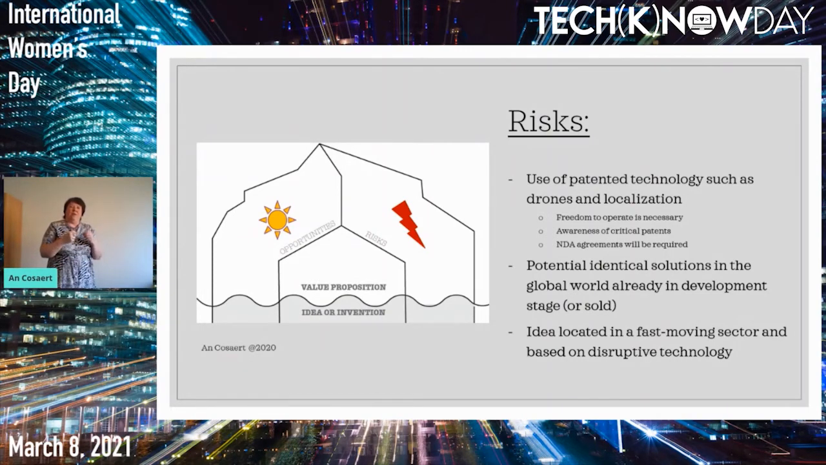And also you have to be aware that your idea is located in a fast moving sector and it's based on disruptive technology. So you are in a high risk area. With so many startups that are using disruptive technology, that are building new business models based on disruptive technologies, the first thing I always tell them is: please perform a freedom to operate, do a patent landscaping so that you're able to see where the risks for patents are, where the opportunities are to still patent some new ideas, some new inventions. And this is very, very important for any startup.